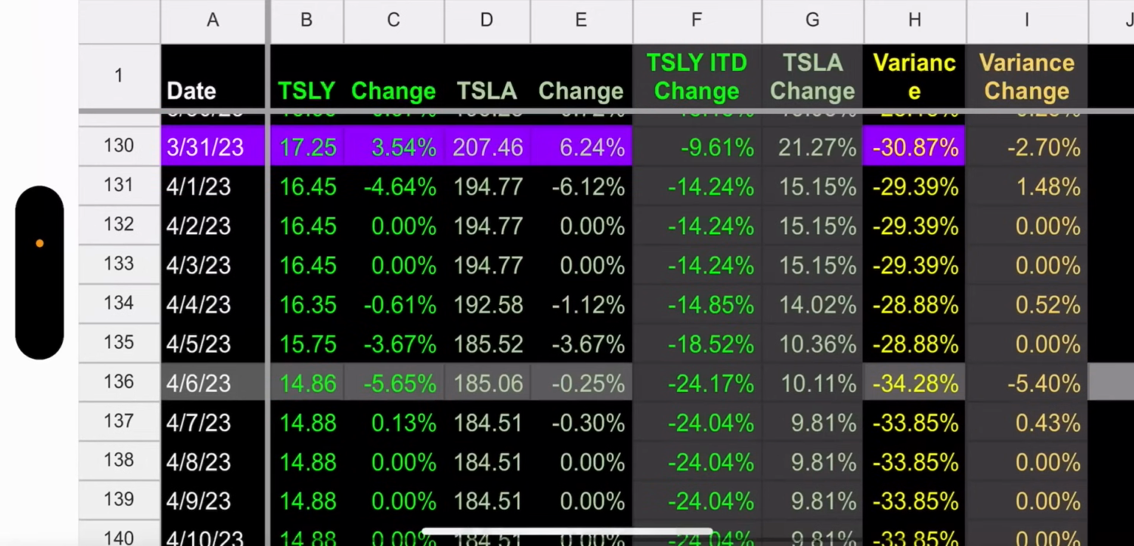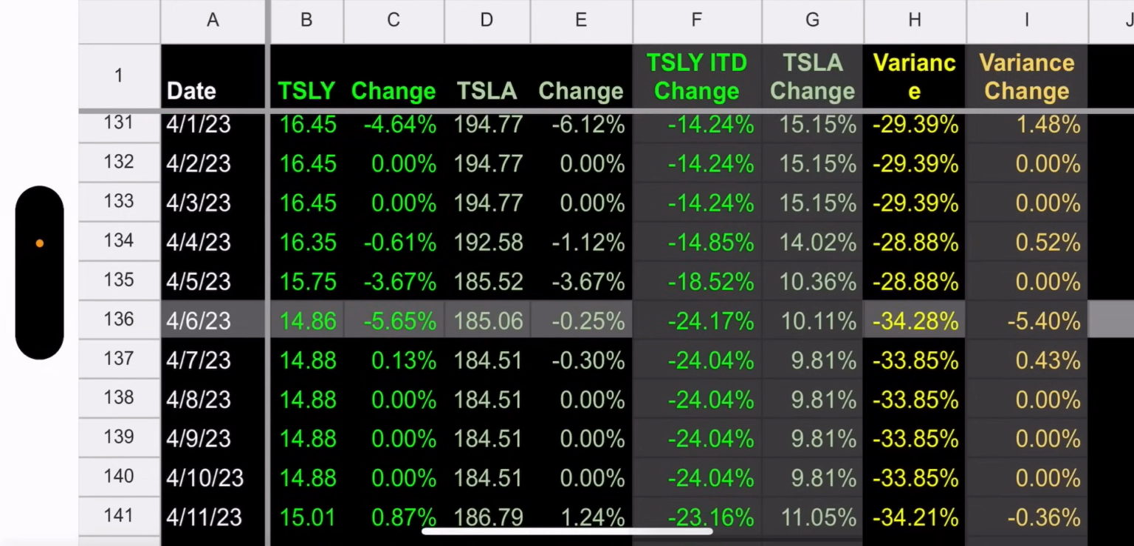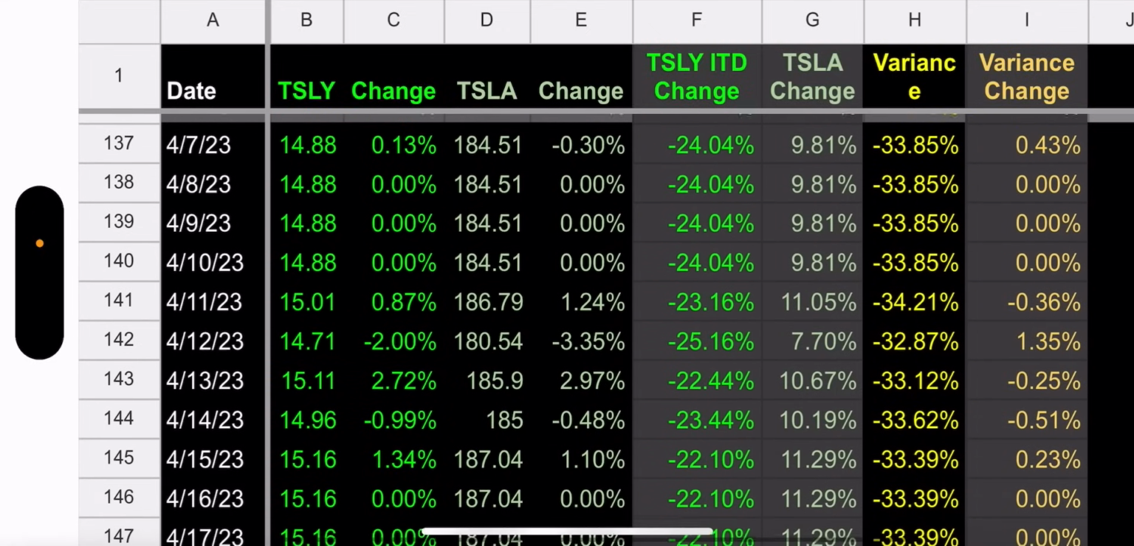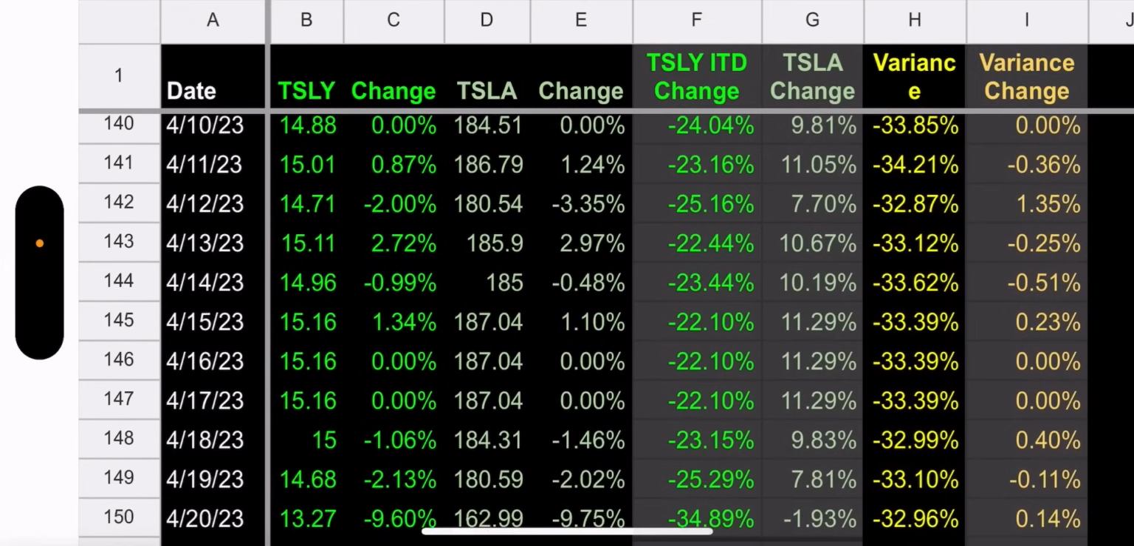March 31st, Tesla went up 6.24%. We only captured 3.54%. So we lost out on 2.7%. But here we are the next day. Tesla just dropped all of it. And we kind of recovered. We only dropped 4.64%. Okay, so 1.48% in our favor. Here's another gray, ex-dividend date. Again, 5.4% shift. So Tesla is in the lead, 33%.